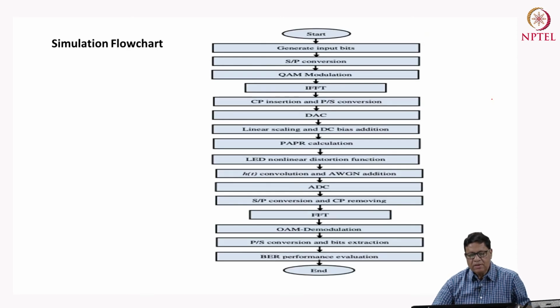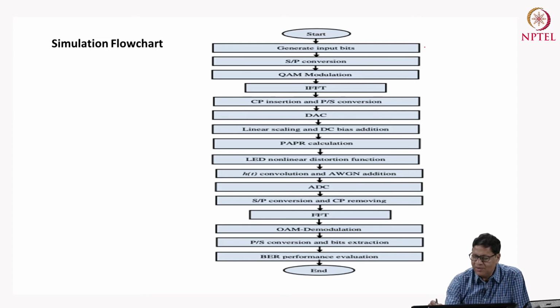So how do you do the simulation part? In this course also, towards the end, there are some simulation exercises where how to simulate a DCO-OFDM or ACO-OFDM will be explained, but I'm just giving you a brief idea. What is the flow chart? What are the things which are involved in the simulation for a DCO-OFDM?